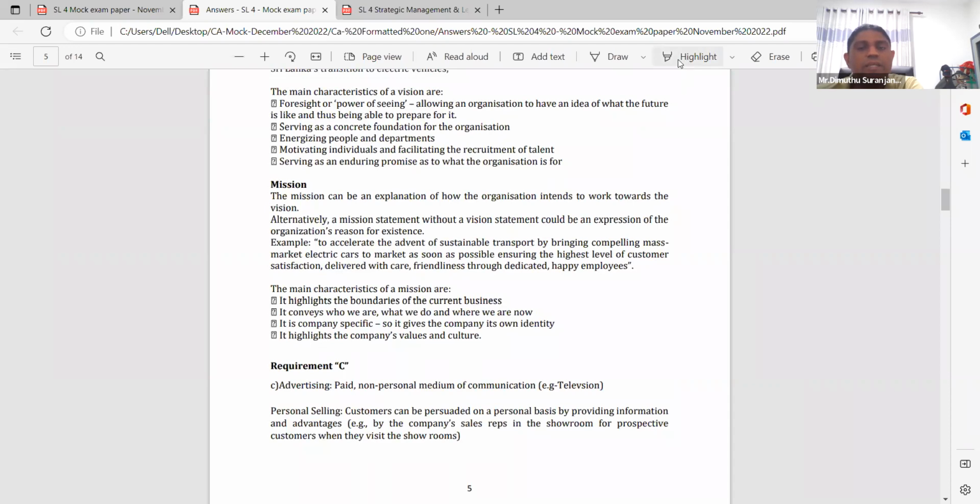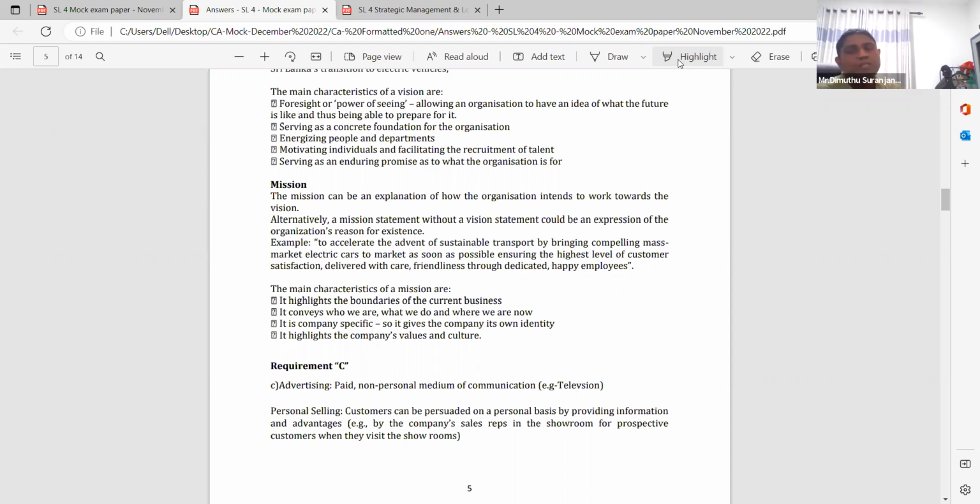Then the mission example. What is the example given? To accelerate the advent of sustainable transport by bringing compelling mass market electric cars to market as soon as possible, ensuring the highest level of customer satisfaction, delivered with care, friendliness through dedicated, happy employees. A little bit extended one, no? It addresses some stakeholders also. Customer is one stakeholder addressed. Then employees also. Two stakeholders have been addressed in the mission statement.